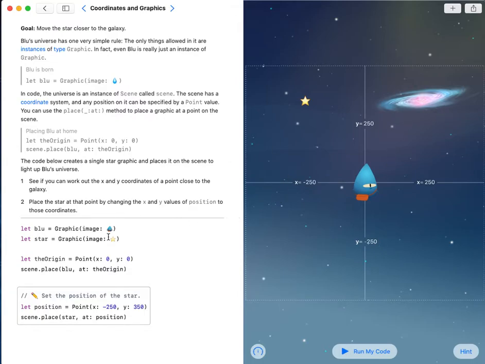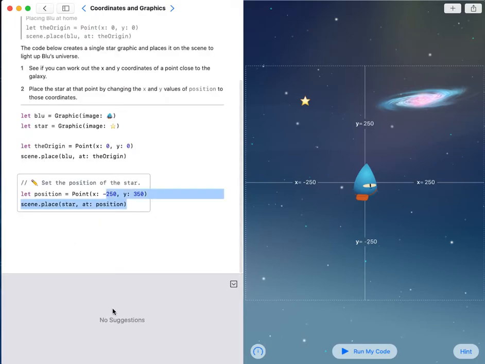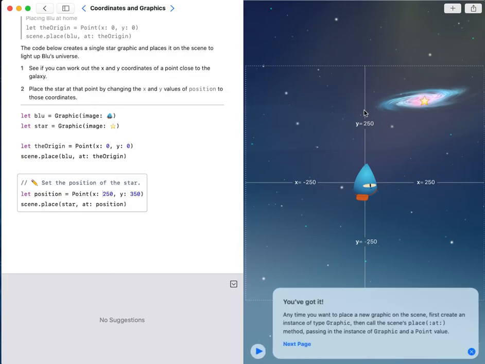The galaxy's y-axis is 350, and the x-axis is about 250. So instead of negative 250, I'm going to change it to positive. Now I run my code. That's right. It was at the same location as the galaxy.